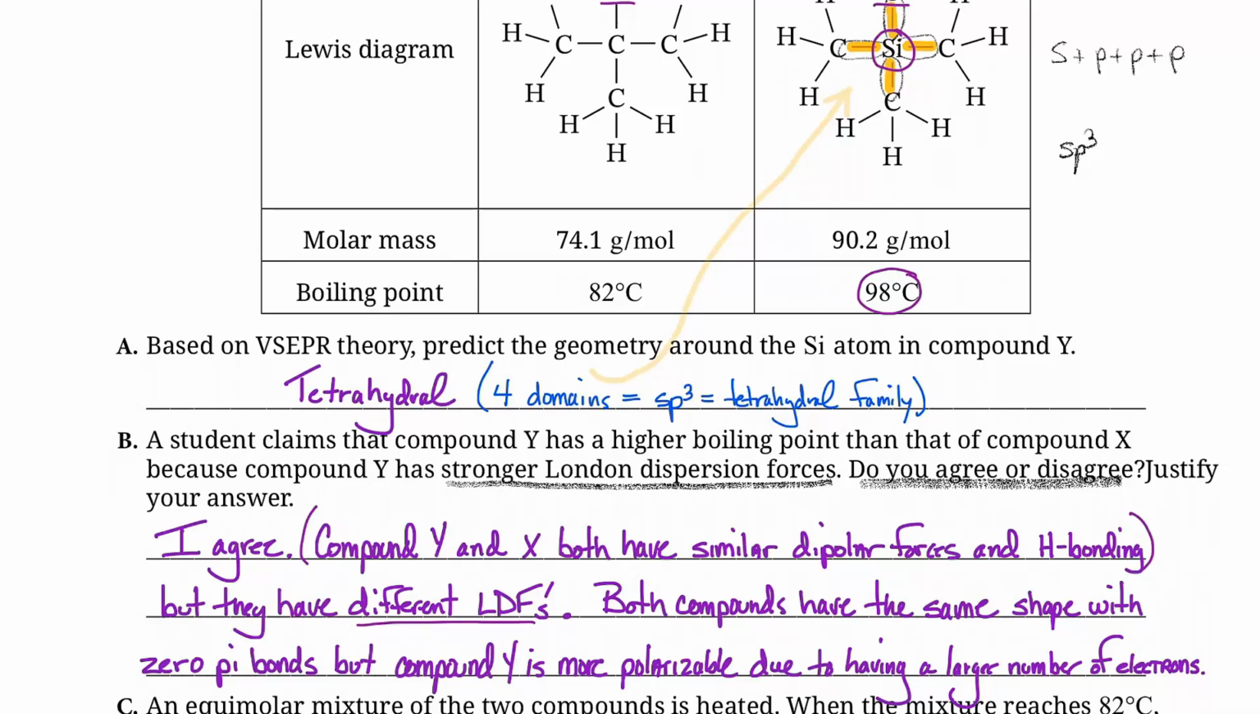So I talked about that they have similar dipolar forces and H bonding, but they do have different LDFs. Both compounds have the same shape with 0 pi bonds. Remember, pi bonds allow for electrons to move, but compound Y is more polarizable. It's a nice catchphrase. Okay, due to having a larger number of electrons, because silicon has more electrons than carbon. So hopefully you navigated and understand that difference there.